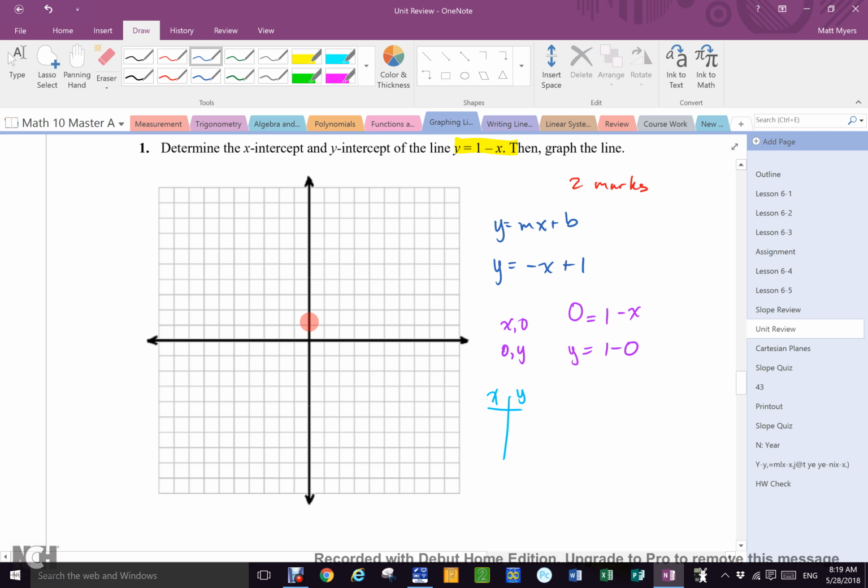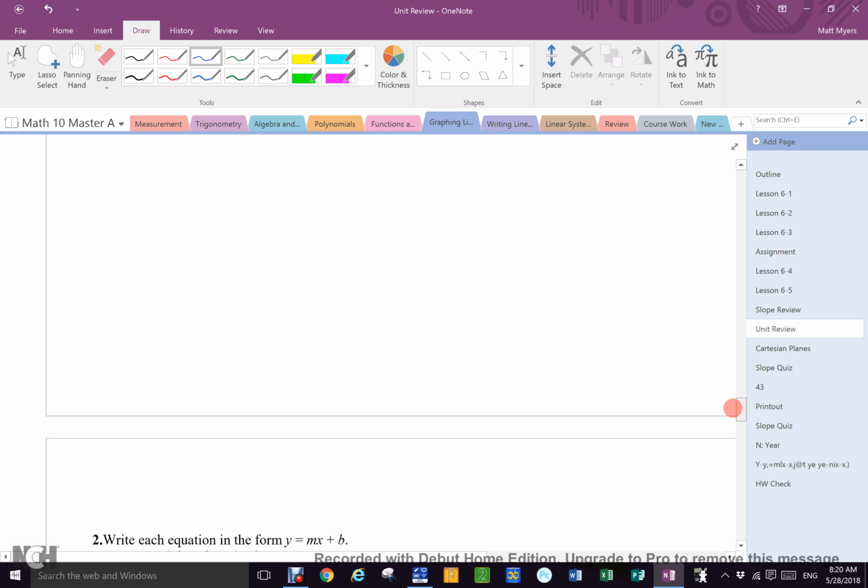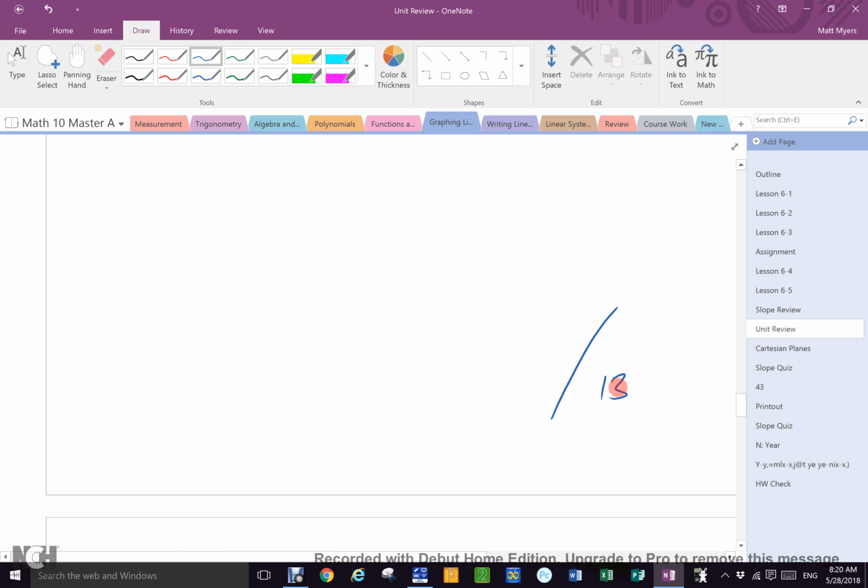So, plus 1 and a slope of negative 1. This is your line. And the x and y-intercept, the x-intercept is 1, 0, and the y-intercept is 0, 1 for 2 marks. So you needed 1, 0, 0, 1, and the line. And your total in marks now is 13.